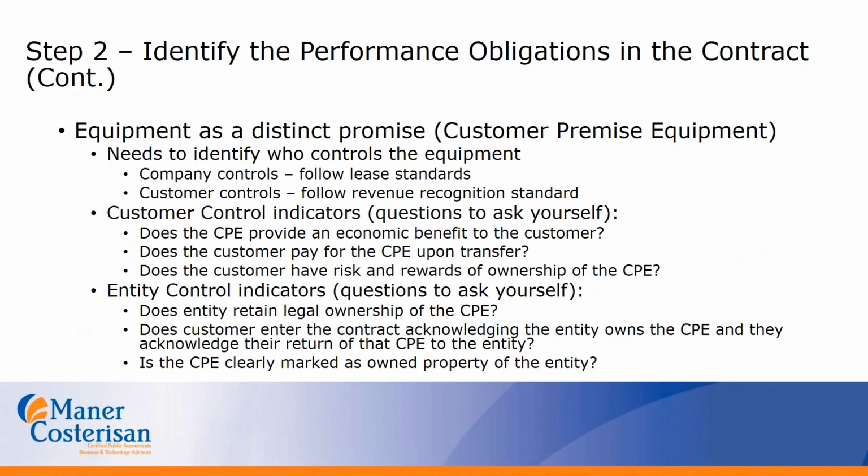Another area to pay attention to when it comes to performance obligations relates to equipment as a distinct promise. The question that comes into play is who controls the equipment, otherwise identified as CPE or customer premise equipment, the company or the customer. The first area to identify is if the CPE to the customer has a lease component. If it is identified that a lease component exists, then the company would follow the leasing standards in association with FASB ASC 842. If there are non-lease components, the company would account for the contract in accordance with the revenue recognition standard we have been discussing here today.